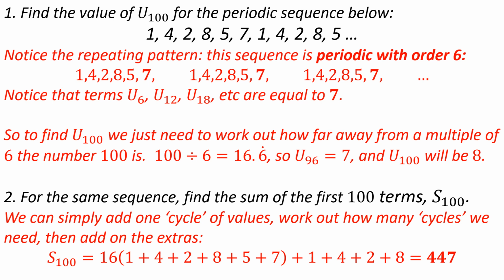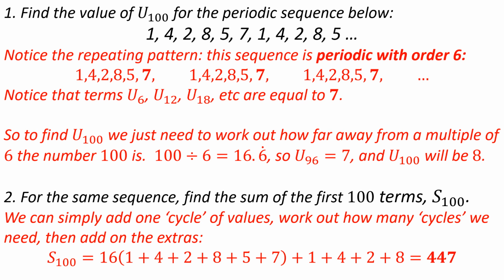It'd be like trying to work out what time of day it would be in 100 hours time. In that case, you'd be dealing with a clock with 12 hours. In this case, we're just looking at a sequence of 6 numbers. So 100 divided by 6 is 16 and a bit, which means you'll get 16 complete cycles, but then you'll get a bit more as well. 16 6s is 96, that will be the last term of the 16th complete cycle. That means we've got number 97, 98, 99, and 100, which is 4 more terms. So that's going to be the first 4 terms of another set of 6. That takes you through the 1, the 4, the 2, and the 8.